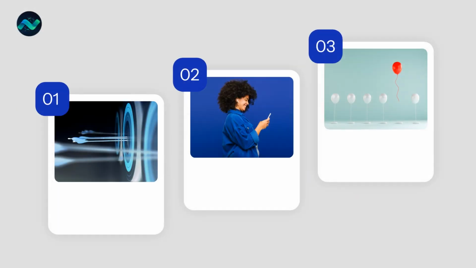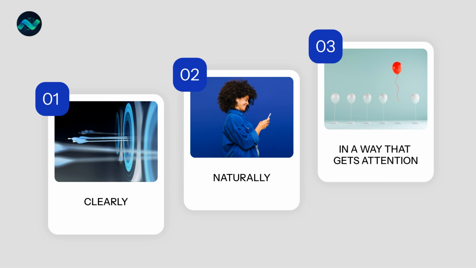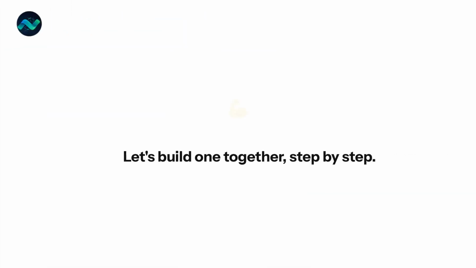It gives your AI writing assistant the key details it needs to highlight your offer right inside the content your audience is already reading. By using this content focus, your offers will show up clearly, naturally, and in a way that gets attention without sounding pushy. All right, let's build one together step by step.